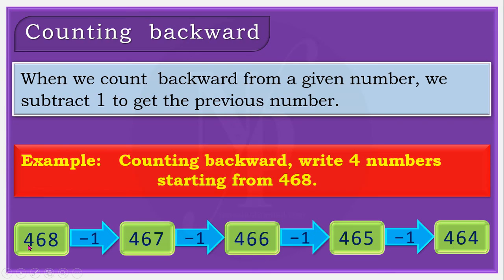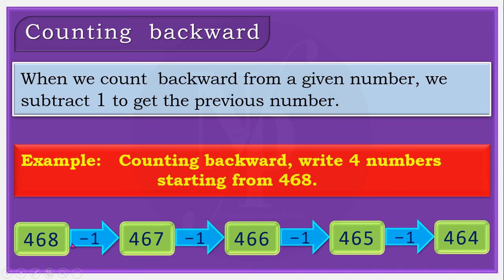So you will get 468, and the next previous number is 467, and the number that comes just before 467 is 466, and the number you get just before 466 is 465, and if you subtract 1 from it, you will get 464. So this is what we mean by counting backward.